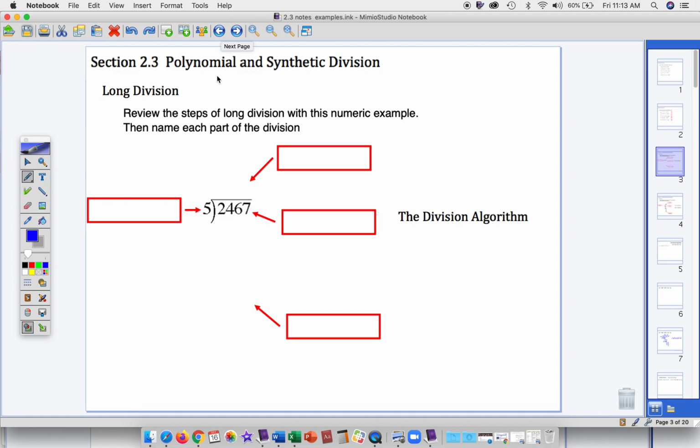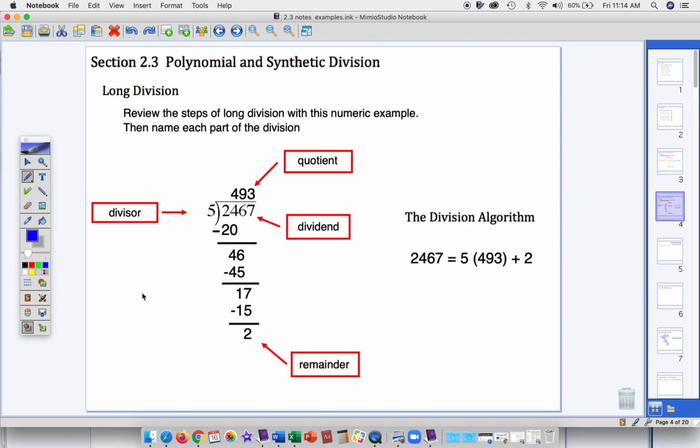In this section 2.3, we are dividing polynomials using long division and synthetic division. So we're going to start off with the long division. So I wanted to do a little review of the steps of long division with a numeric example. So go ahead and do this division, pause the video, and also name each part of the division. Let's see if you remember that vocabulary, and then come back when you're done.